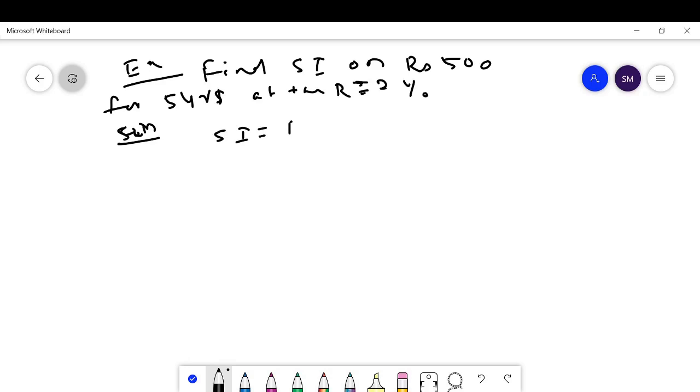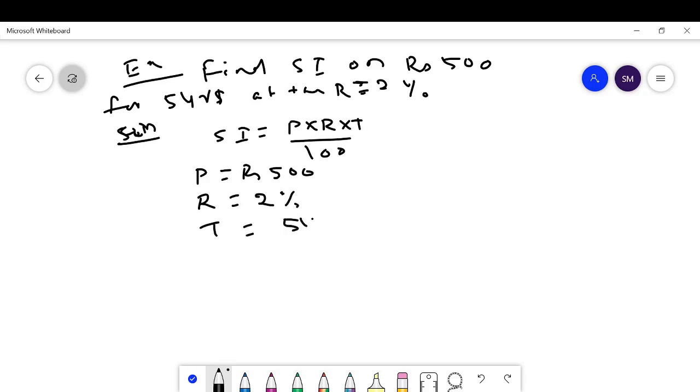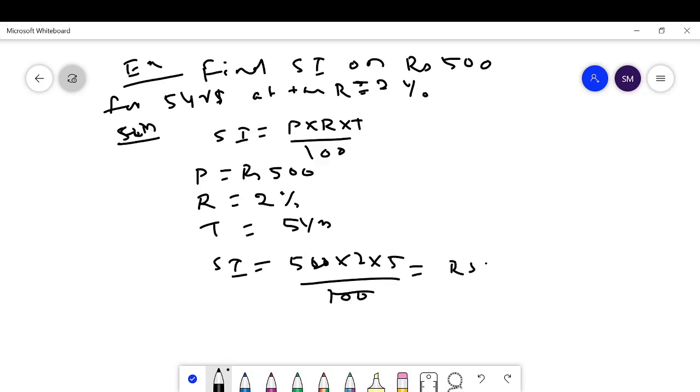You know SI is equal to P into R into T upon 100. Here the principal is rupees 500, the rate of interest is 2%, and the time period is 5 years. Then SI is equal to 5 into 2 into 5 upon 100. The zeros cancel, and 5 twos are 10, 10 fives are 50. Here the simple interest is rupees 50.